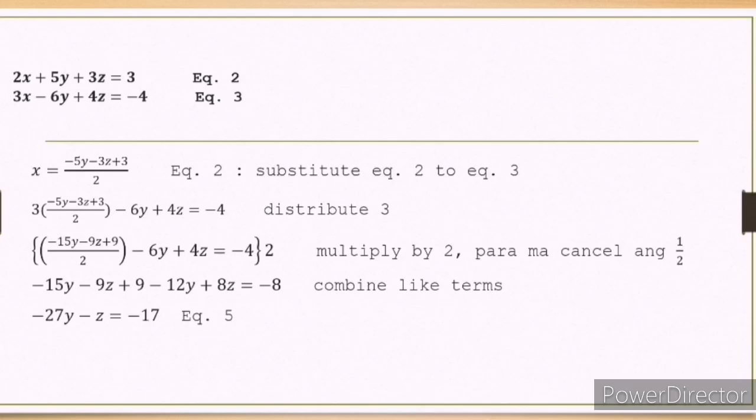After this, if we multiply it by 2 to cancel 1 over 2, it becomes negative 15y minus 9z plus 9 minus 12y plus 8z is equal to negative 8. Then combine like terms: negative 27y minus z is equal to negative 17.